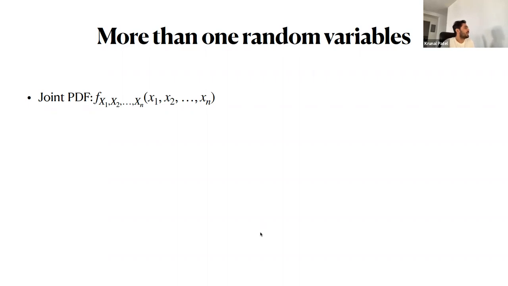So when we have more than one random variable, we will usually be given a joint distribution function. If we have these n random variables in the thing that we are dealing with, we'll be given this kind of a joint distribution function, which says what is the probability of x1 taking this value small x1, x2 taking this small x2 value, and so on and so forth.